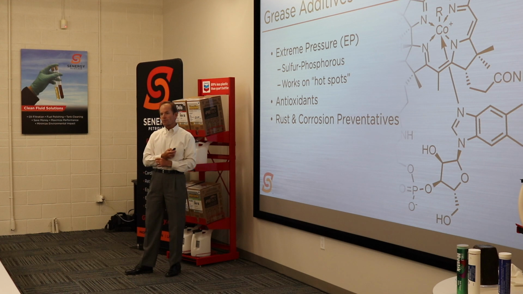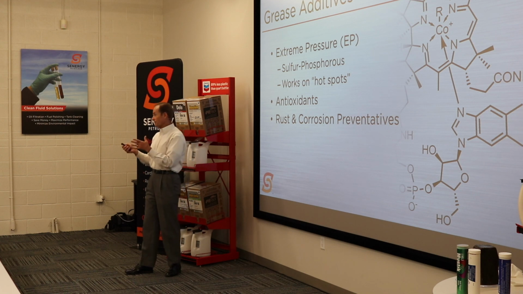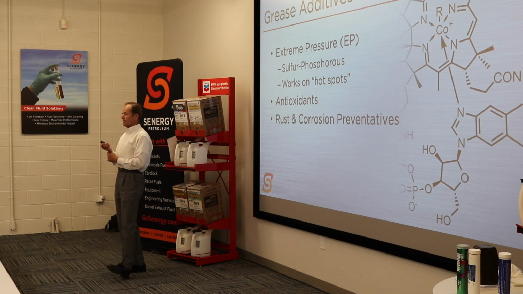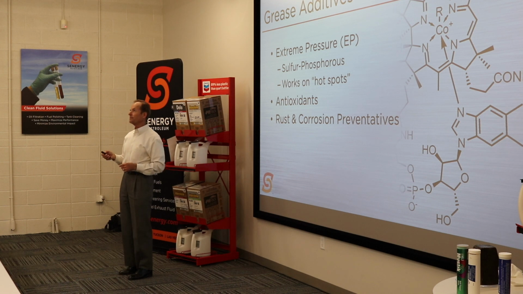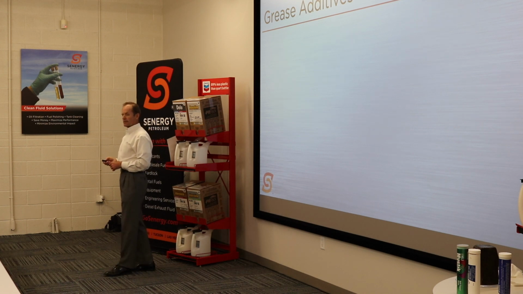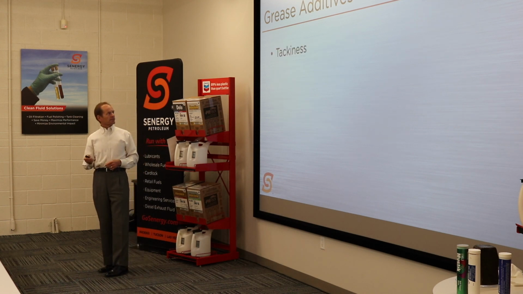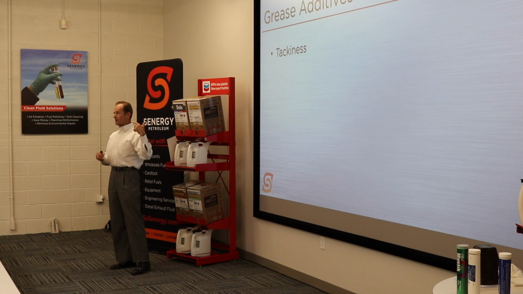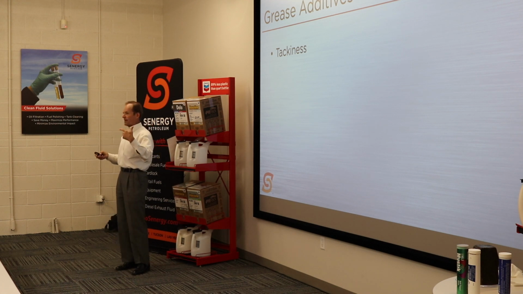And then rust and corrosion preventatives. Even though grease can help out with a physical barrier, we put in additional rust and corrosion additives to help protect metal surfaces. Okay. Further additives include tackiness additives. If you guys have been around grease for a while, you know some are stickier and tackier than others. This is done through some additives, but it's a good classic case of an additive that if a little bit's good, then more is better.